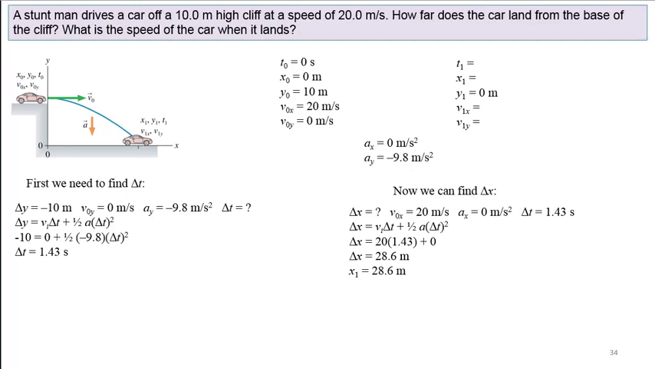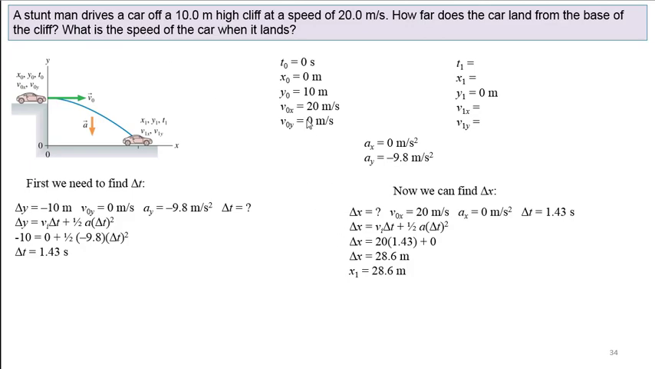Now to find my speed, remember what speed means. Speed means the magnitude of velocity. So velocity is a vector. I want to know what's the magnitude of the final velocity. And the only way I'm going to be able to figure that out is to figure out the x component of my final velocity and the y component of my final velocity. Once I have my x component and y component, I can figure out the magnitude, which is the speed.